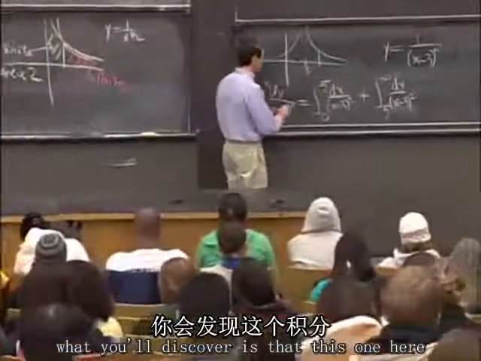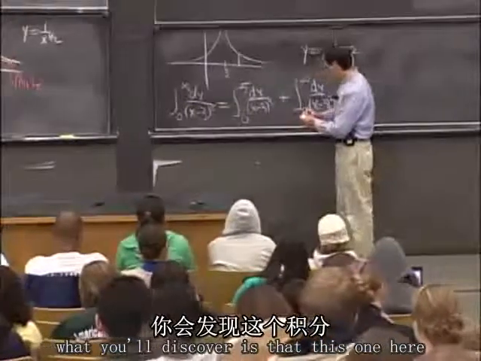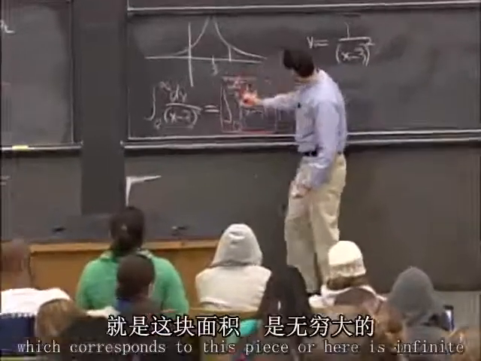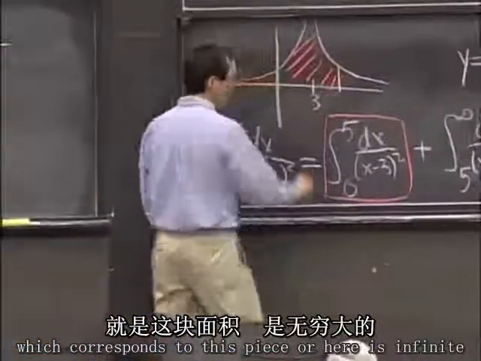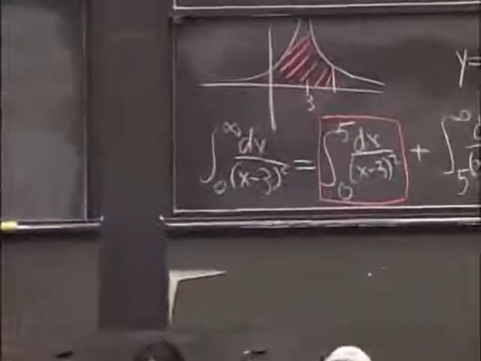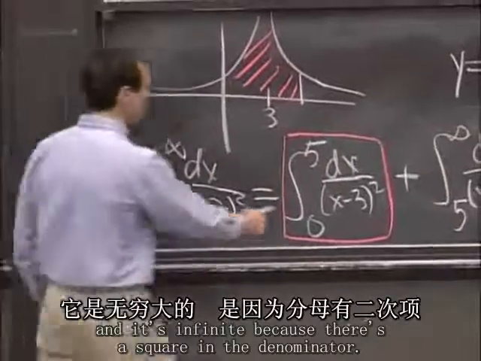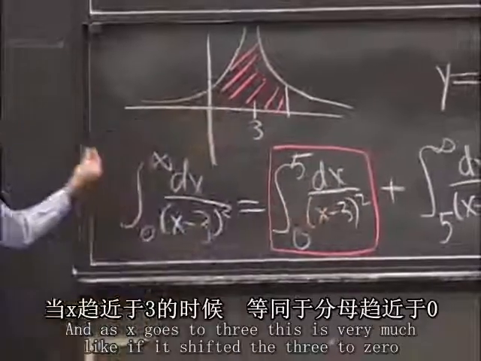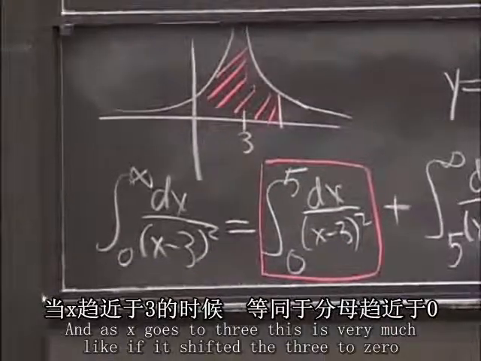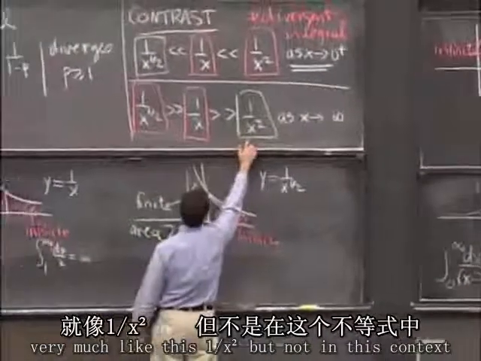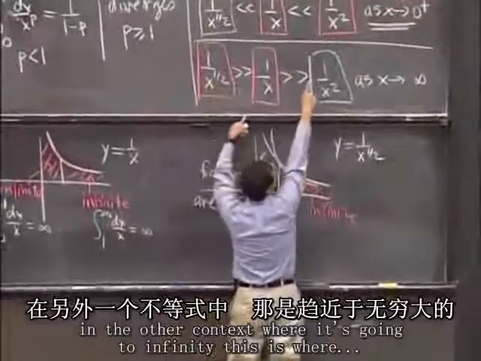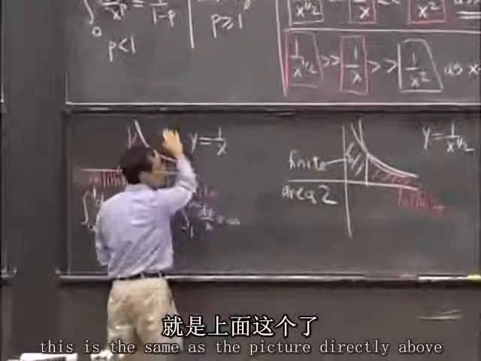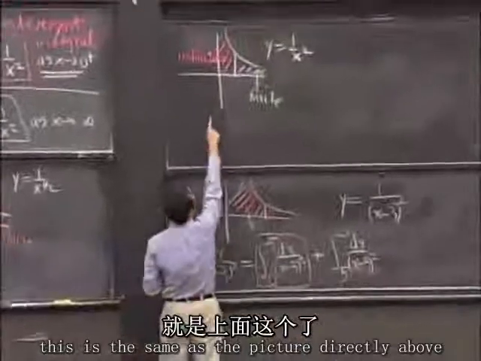What you'll discover is that this one here, which corresponds to this piece here, is infinite. And it's infinite because there's a square in the denominator, and as x goes to 3, this is very much like, if it shifted the 3 to 0, very much like this 1 over x squared here, but not in this context. In the other context, where it's going to infinity, this is the same as the picture directly above, with the infinite part in red.